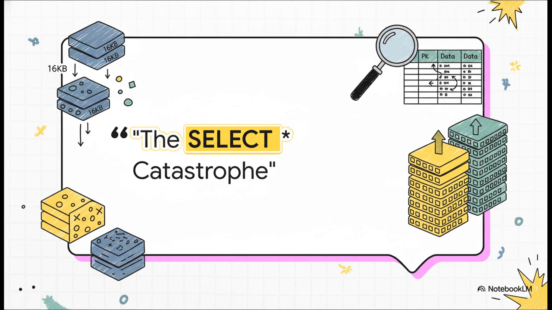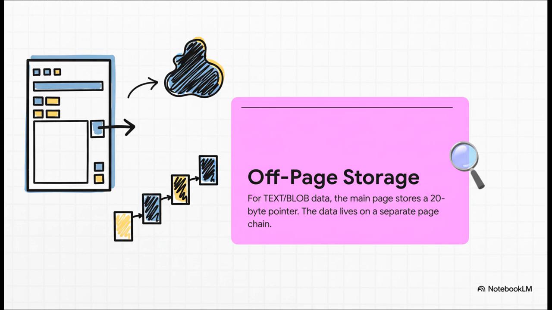But random keys aren't the only way to get yourself into trouble at the page level. There's another common anti-pattern, and it's the indiscriminate use of select star, especially when you've got tables with large data types. You see, when you use a text or blob column, InnoDB is actually really smart about it. It doesn't want to bloat the main data page with all that potentially huge data. So instead, it just stores a tiny 20-byte pointer on the main page, and the actual data gets stored on a whole separate chain of pages. This keeps your main index lean, mean, and fast.